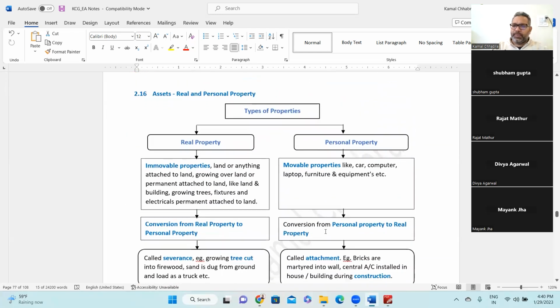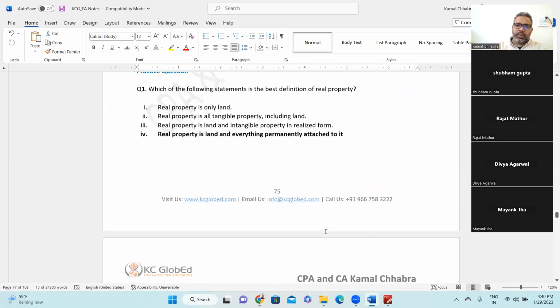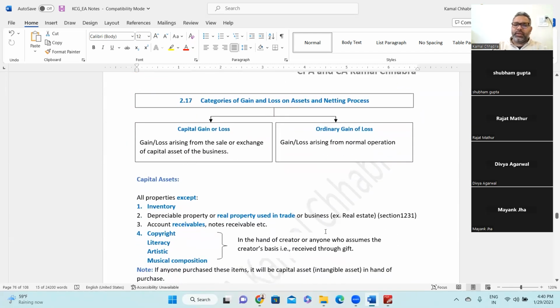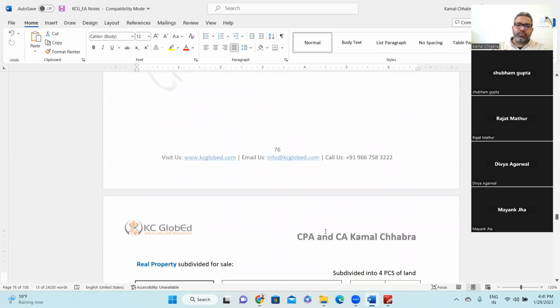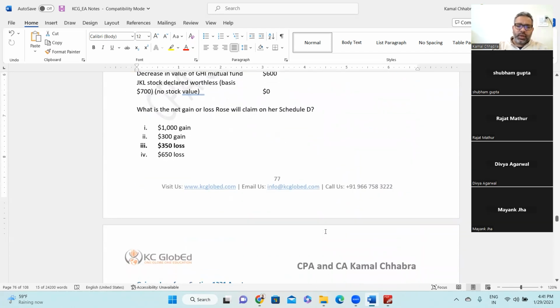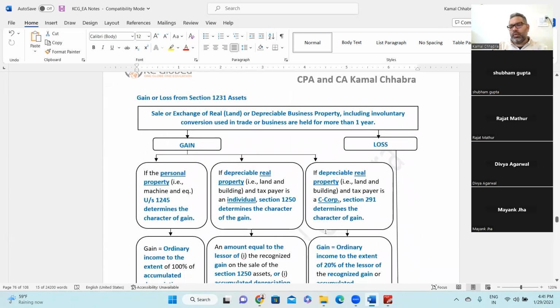First we have covered the type of property, then we have covered categories of gain and loss, and the netting process we'll be discussing. Now we are jumping into the third topic. This is a new topic for you, one you are probably not exposed to in Indian taxation. Please listen very carefully, and it is again heavily tested in the exam, so it's a very important topic.